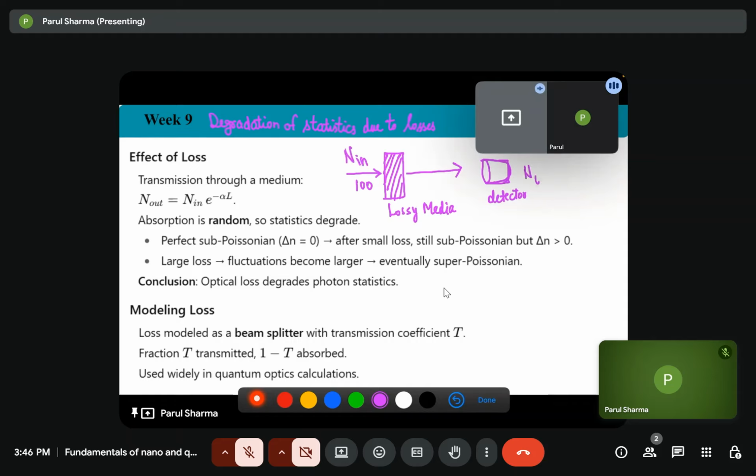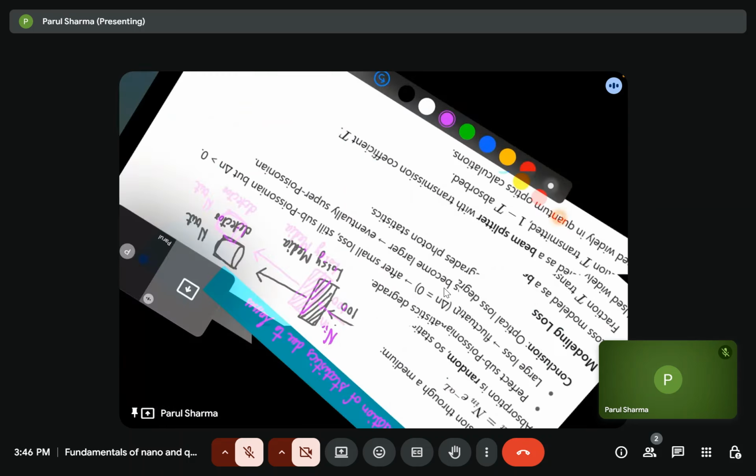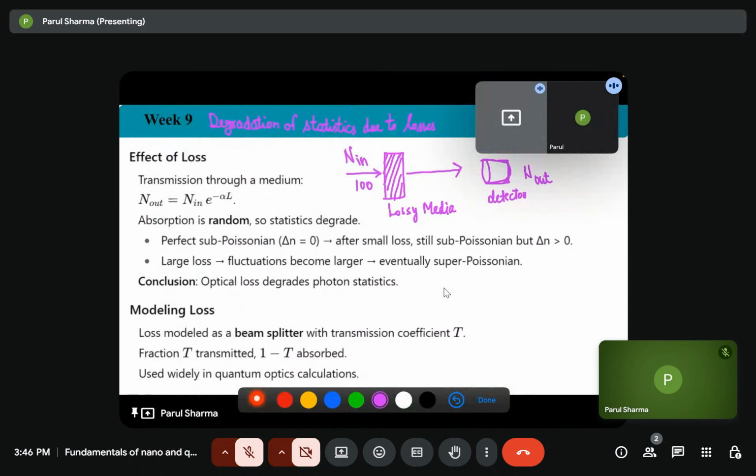So the number of photons this detector will detect is defined by n out. And after passing through a lossy media, the transmission through a medium is defined by the number of photons we got at the detector, given by n out equals n input exponential minus alpha L. So that is 100 exponential minus alpha L. So the absorption process is random and it degrades the photon statistics.